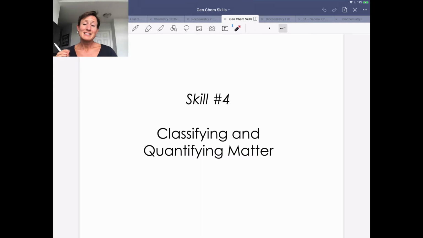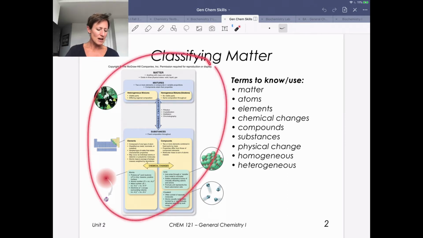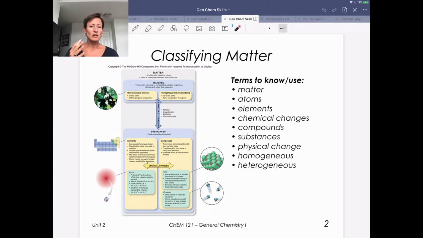So our last skill in our second learning unit here is on classifying and quantifying matter. When we think about classifying matter, we just have a bunch of definitions that we want to make sure that we understand really well. And this is a great little infographic here, a little organizational chart that helps us put all of this together. To help with the understanding of this, I'm going to tell you a story, and I'm going to tell it a little bit more slowly so we can get all the pieces in.